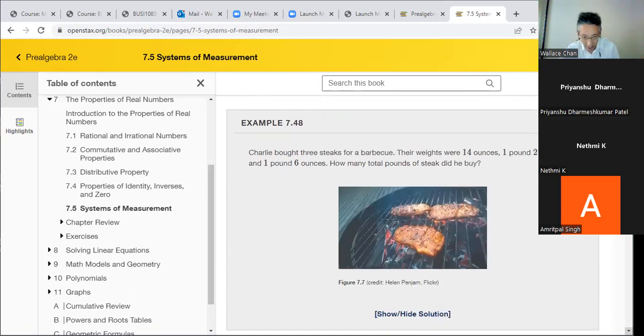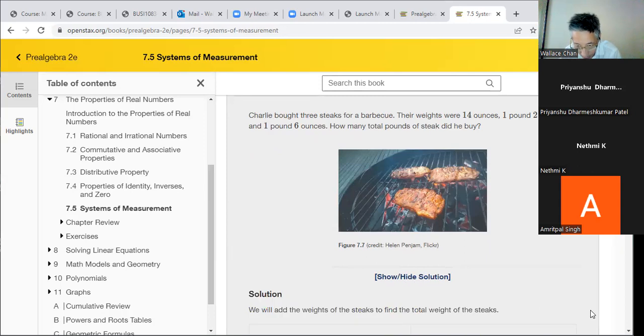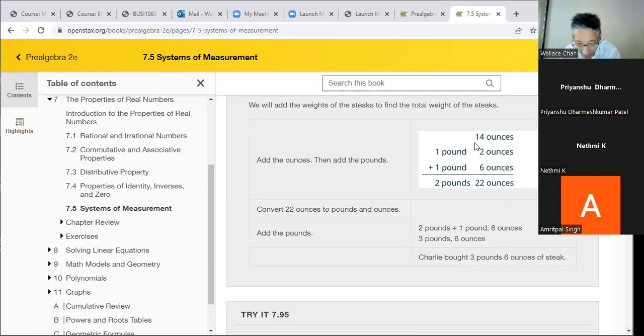Okay, now this one, Charlie bought 3 steaks for barbecue. Their weights are 14 ounces, 1 pound 2 ounces, 1 pound 6 ounces. How many total pounds of steak did he buy? So this is how you can do it: 14 ounces plus 1 pound 2 ounces plus 1 pound 6 ounces. So 14 plus 2 is 16, 16 plus 6 is 22 ounces, and then you have 2 pounds. However, you don't want to leave it as 22 ounces, because you want to convert the 22 ounces to pounds.